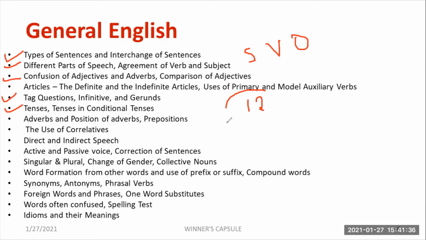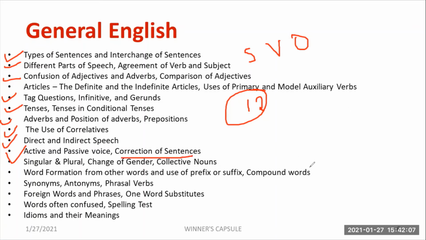There are 12 tenses. Present, present continuous, simple present, present perfect continuous. Likewise, simple past, past continuous, past perfect continuous. Likewise, you should have a better idea. Then adverbs and prepositions, that's very important. Then use of correlatives, then direct and indirect speech, then active and passive voice, how to convert active into passive and vice versa. Correction of sentence, that's also very important.